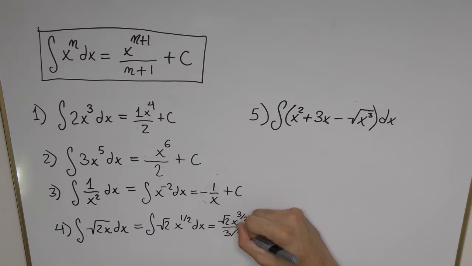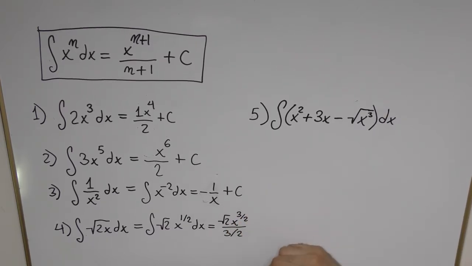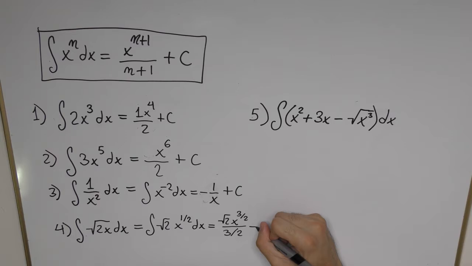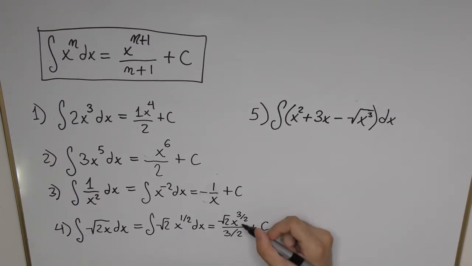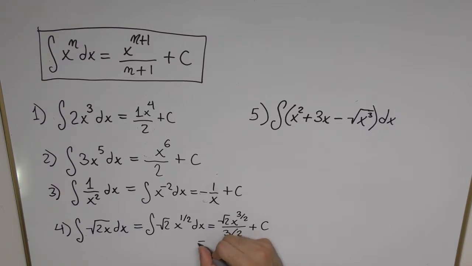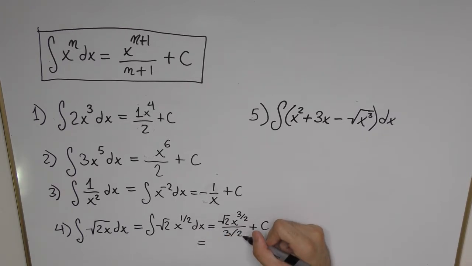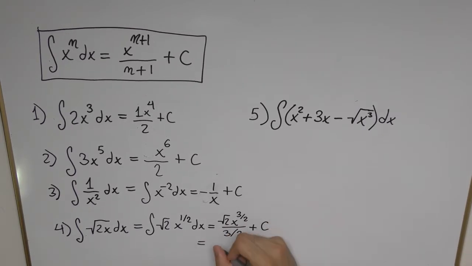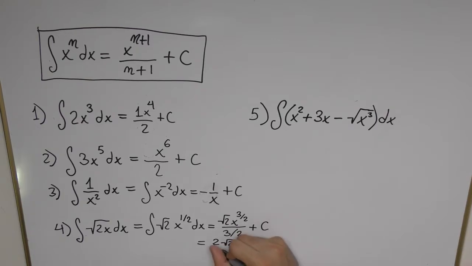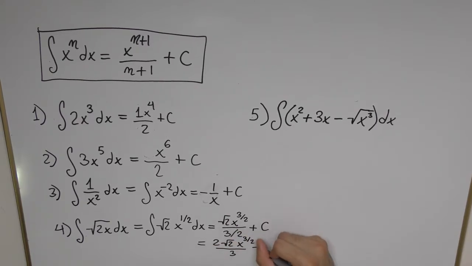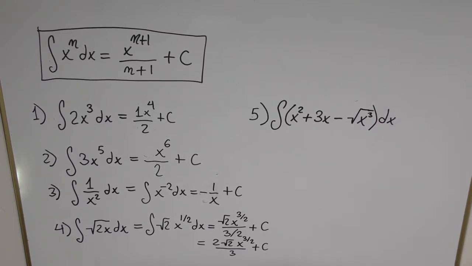And now this is going to be divided by the new power, which is 3 on 2. And then we're going to have the constant plus c. Now, of course, we can simplify this even further if we bring that 2 in the denominator all the way up. So now we can express this as 2 times the square root of 2, x to the power of 3 on 2, divided by 3, plus the constant c. And that's essentially going to be our final answer.